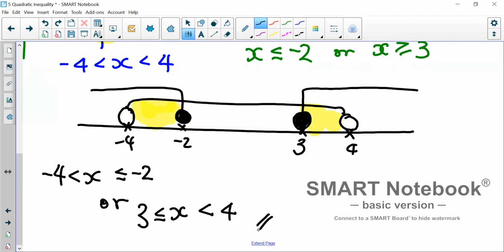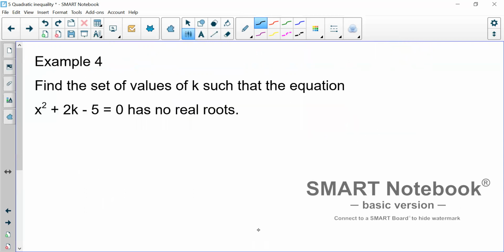Okay. Right, let's look at a final example. So this links with something we've just done recently. So in this question, we had to find the set of values of k such that the equation x squared plus 2k minus 5 equals 0 has no real root.